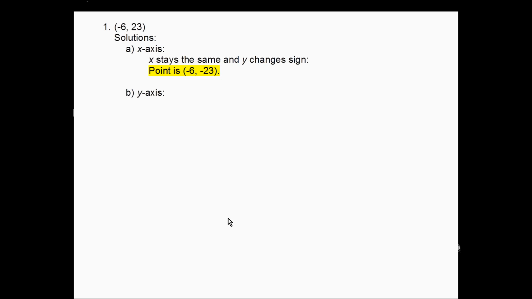For part B, the y-axis. Remember, the other variable changes sign. So x changes sign, and y stays the same. So going back to our original point, I'm going to get 6, 23. So the point is 6, 23. So negative 6, 23 and 6, 23 are symmetric to each other with respect to the y-axis.